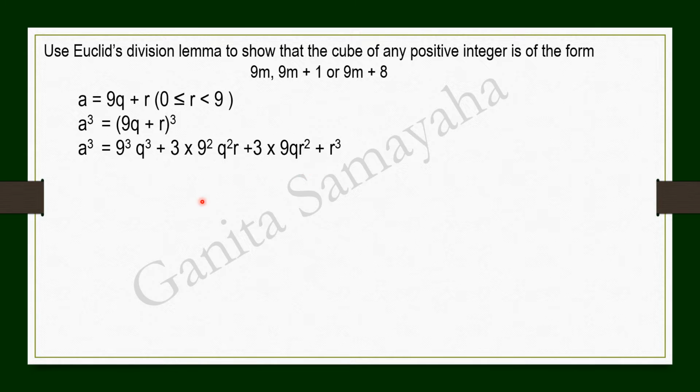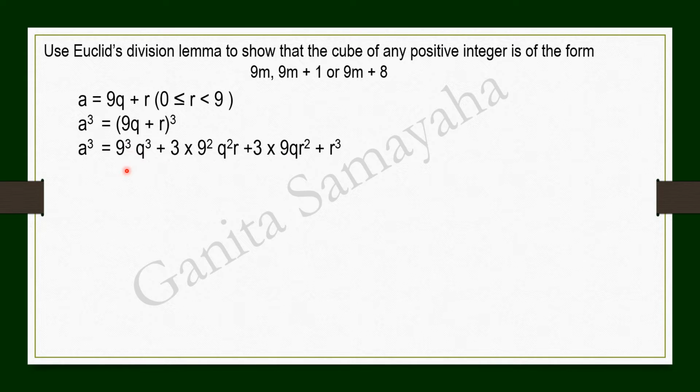There is something very interesting here again. See, the first term has 9 cube. That means this is a factor of 9. Second term also is a factor of 9. Third term is also a factor of 9. That means the first 3 terms are a factor of 9.